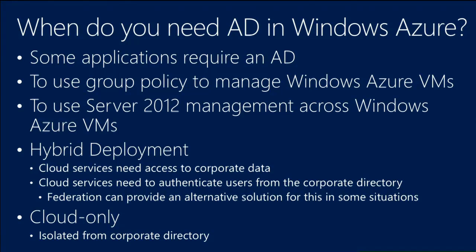So if you go for a hybrid deployment, why might you want to do that? Well, you may have cloud services that need to access on-premise data. You may decide that you don't want to use federation, and you want your users to log in to those servers that we're running up in the cloud using Windows credentials from your own on-premise AD. Federation's one step too far for us today.